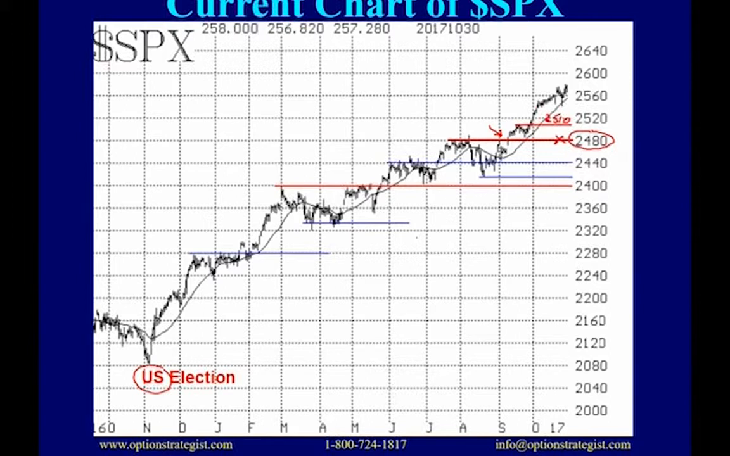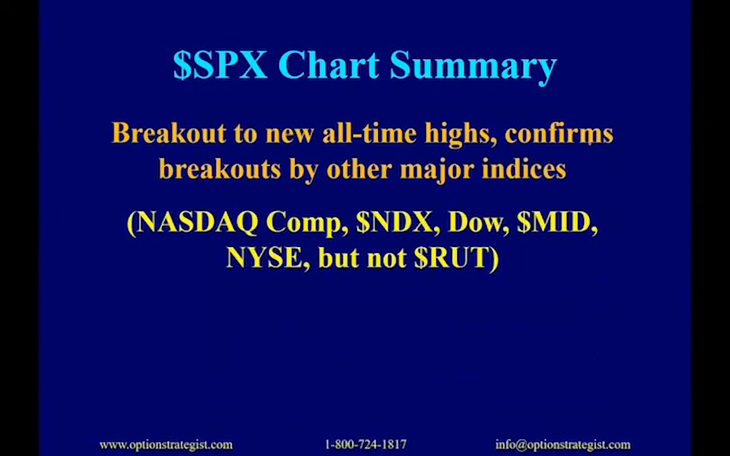Now, the other horizontal lines on the chart were other times when support and resistance was set up along the way. And you can see there's quite a bit as you fall down. But if we were to fall below 2480, I think that would scare enough people that you have a pretty major problem on your hands for a while anyways. So just to summarize that, we've broken out to new highs, and that confirms the breakout. The other indices are also breaking out: NASDAQ Composite, NASDAQ 100, which is this one, the Dow, the mid-cap 400, the New York Stock Exchange. The one thing that's been lacking is the Russell.